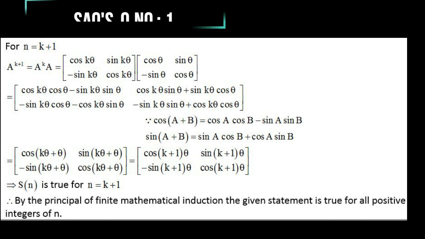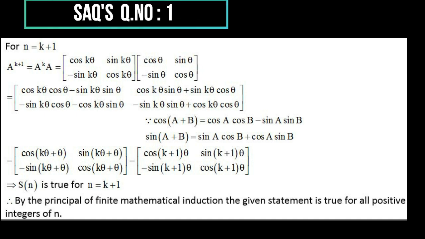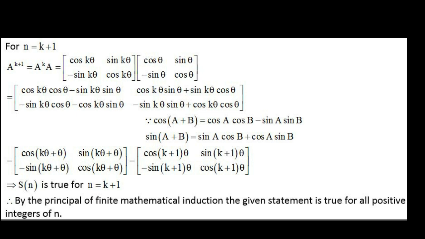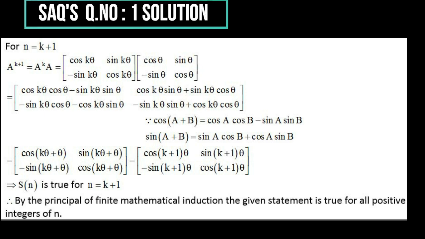Here we use mathematical induction. First we verify that for n is equal to 1, LHS is equal to RHS. Next, we assume that it is true for n is equal to k. Now we prove it for n is equal to k plus 1. Then it is true for all n belongs to N.